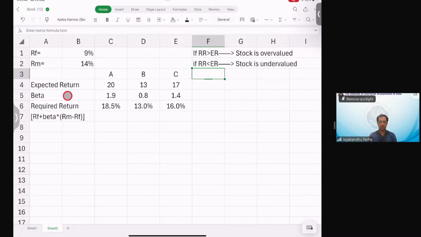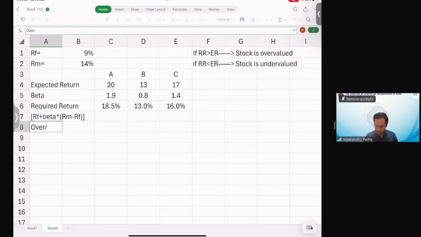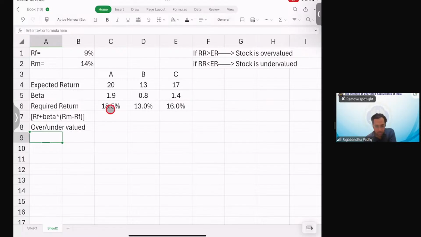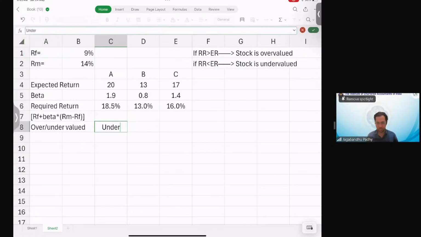Now, tell me, which of these three stocks are overvalued or undervalued? What about A? In A, you need 18.5%, but the stock is likely to give you 20%. If the stock is likely to give you 20%, is it a good deal to buy the stock? Yes. Is it undervalued or overvalued? Undervalued, yes. It's undervalued.